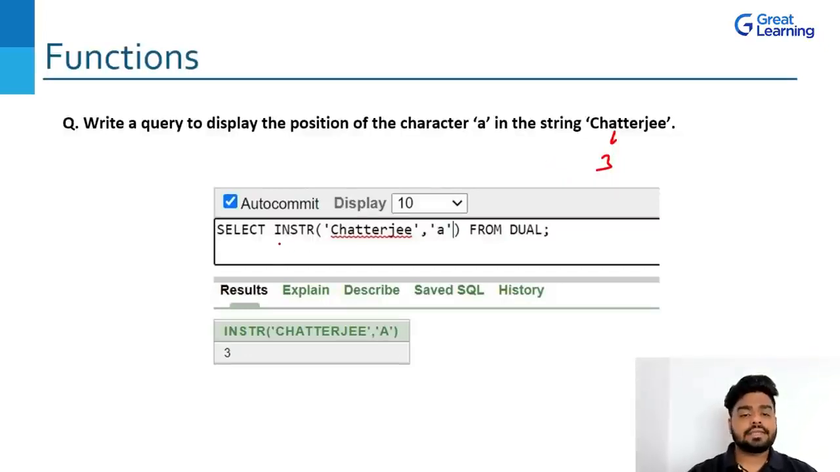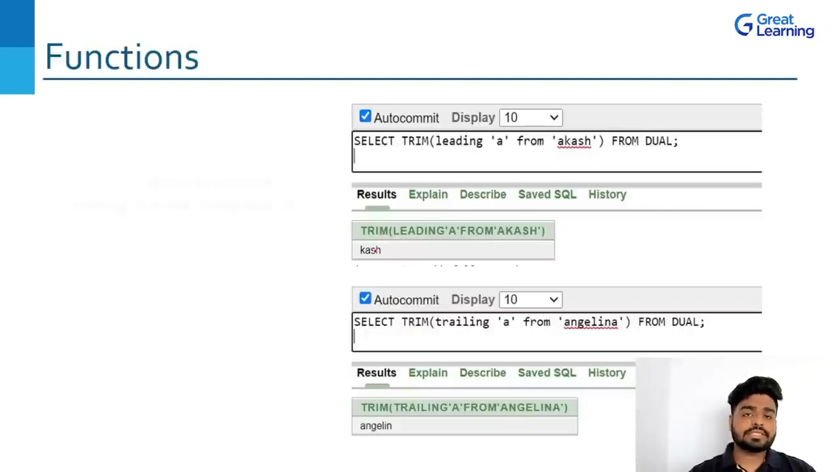So we use INSTR. INSTR will make sure that you get the position of the character from the string. So we write the string as the first parameter and then the character as the second parameter. Let's move to the next question.